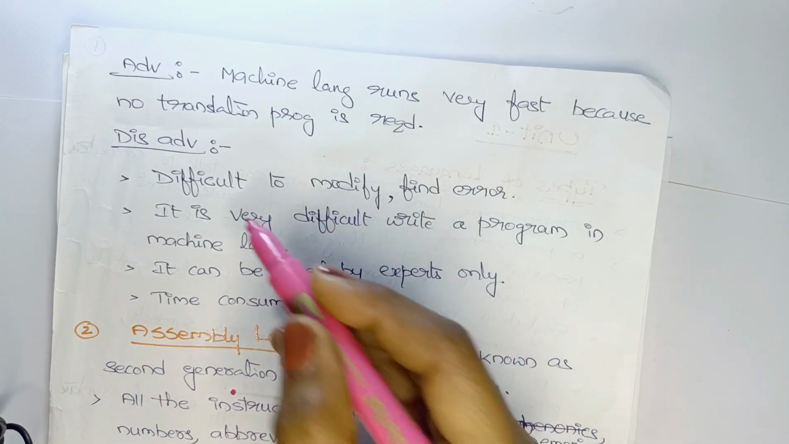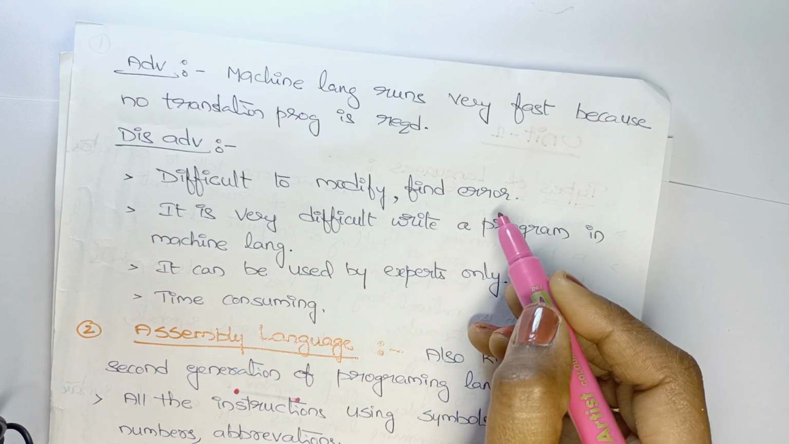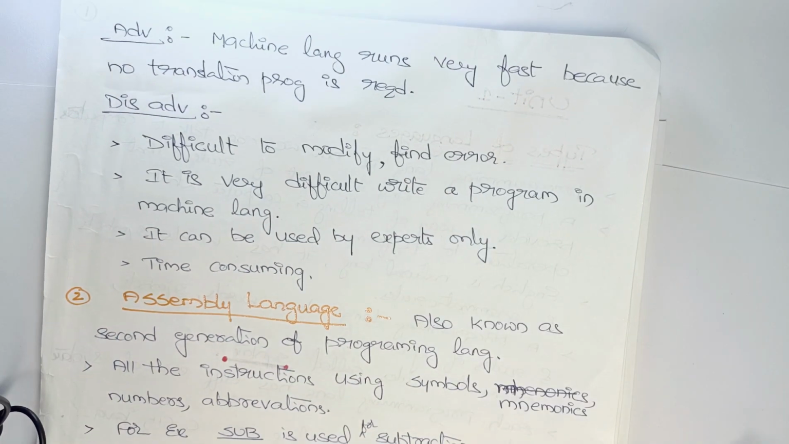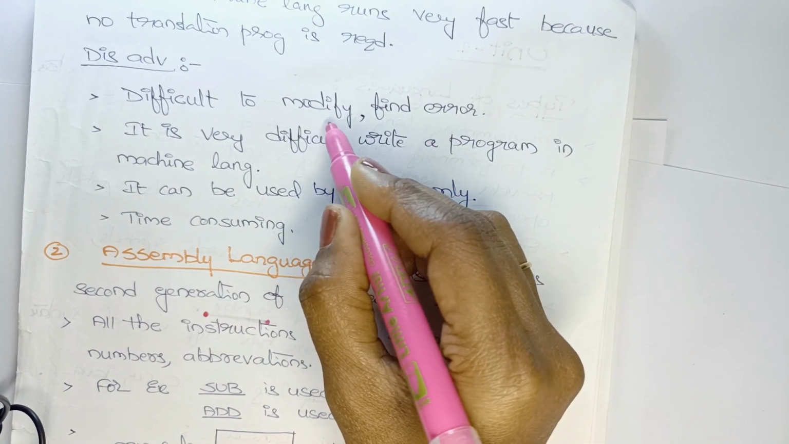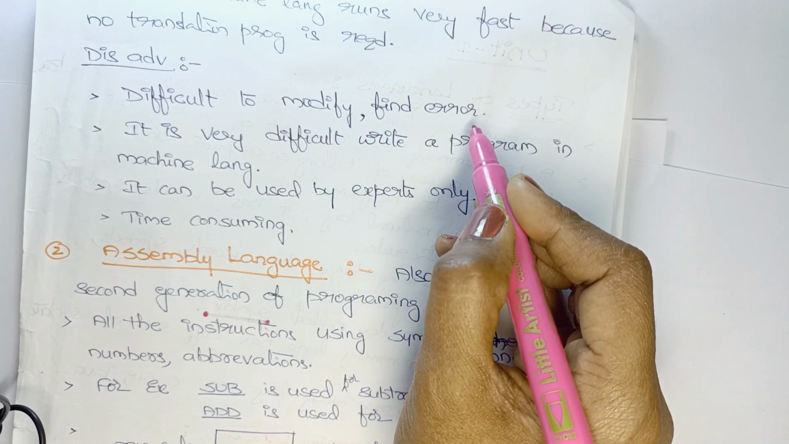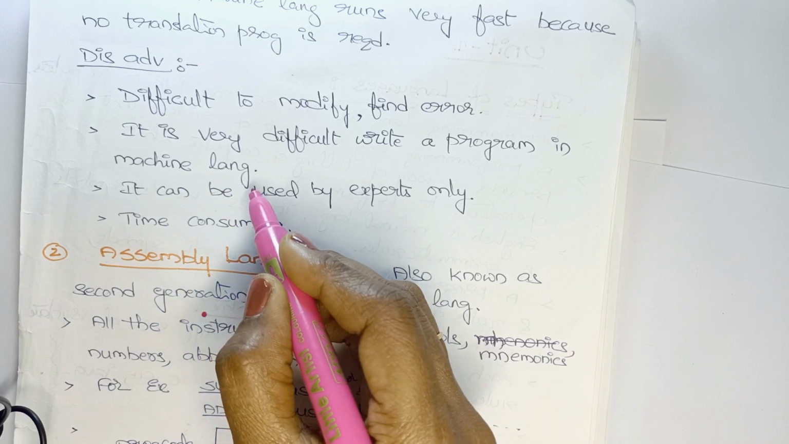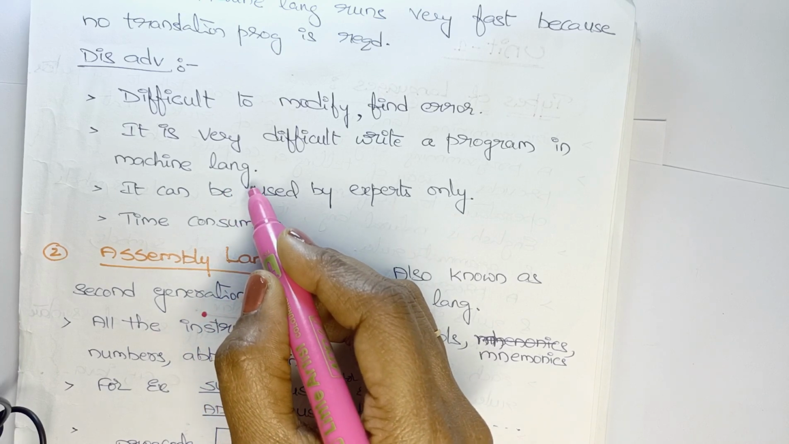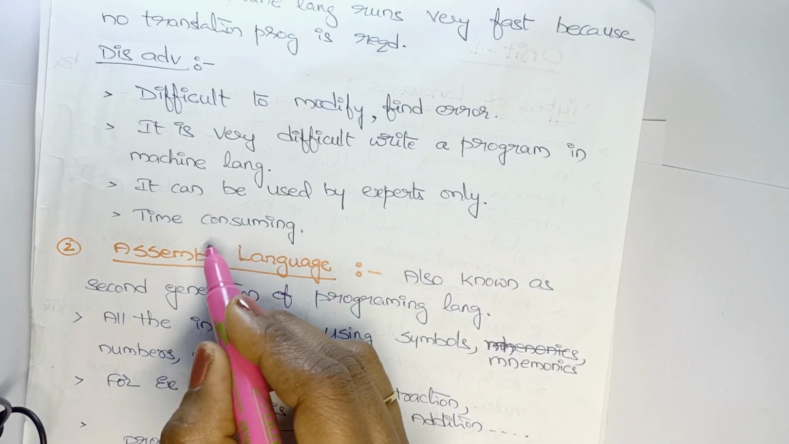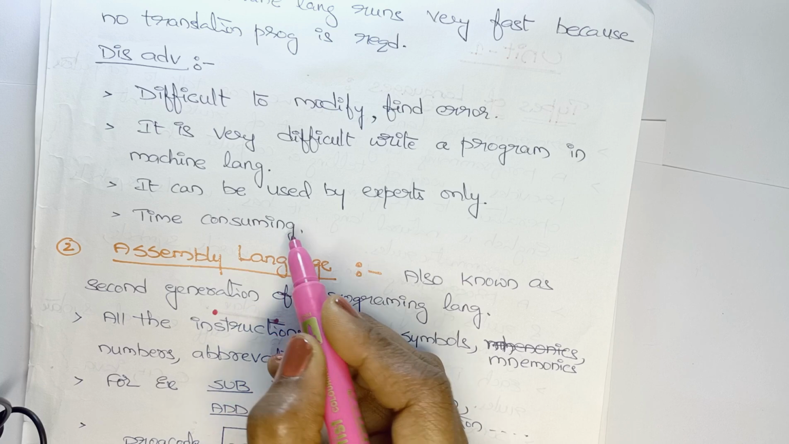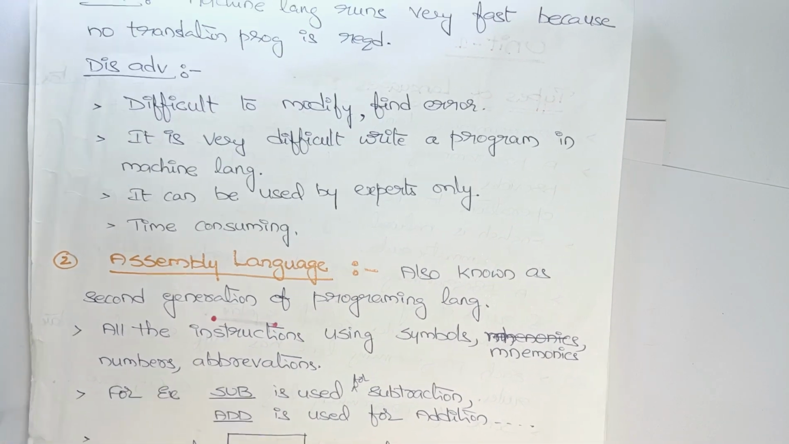And now we will see disadvantages. It is difficult to modify and find the errors. If any error is there, everything is in the form of zeros and ones, so it is very difficult to modify and to find the error also. It is very difficult to write a program in machine language. Everything you should write in the form of zeros and ones. It can be used by experts only and it also consumes time. This is about the machine level language. Now we will see assembly language.